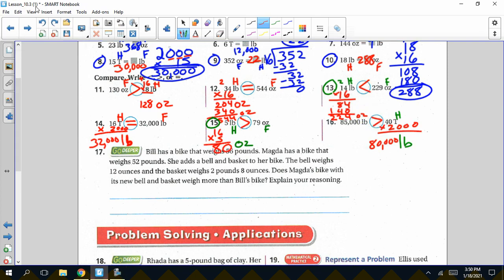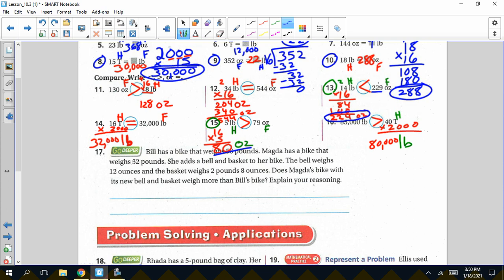All right, as we go through this, number 13, we went pounds to ounces, took 16 times the 14 pounds, got 224 ounces versus 229 ounces, which is larger, so 14 pounds is less than 229 ounces. Number 15, 5 pounds times 16 gives us 80 ounces. The 5 pounds is 80 ounces versus 79 ounces. 5 pounds is larger or greater than 79 ounces.